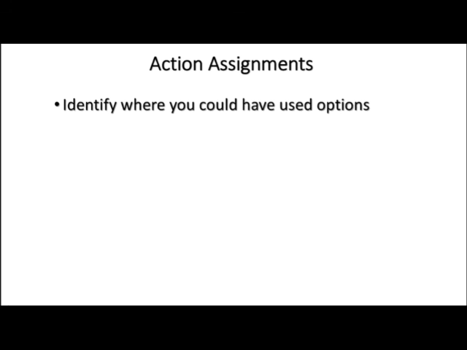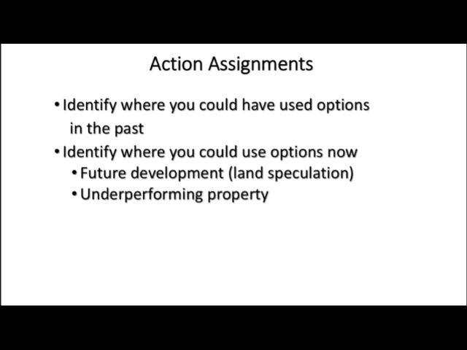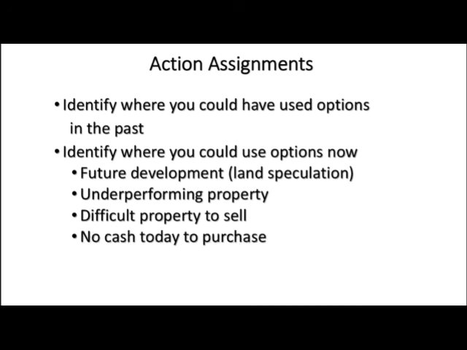So a few action assignments for you to take away from this: identify where you could have used options in the past. Also, identify where you could potentially use options now. That could be with future development and land speculation, or you might have an underdeveloped or underperforming property, or a property that's extremely difficult to sell. You may not have any cash today to go out and purchase, but you want to get in on the game itself. Therefore, just identify these opportunities.